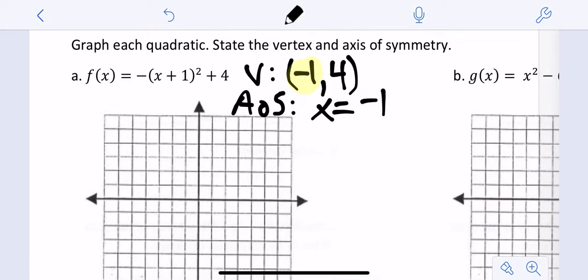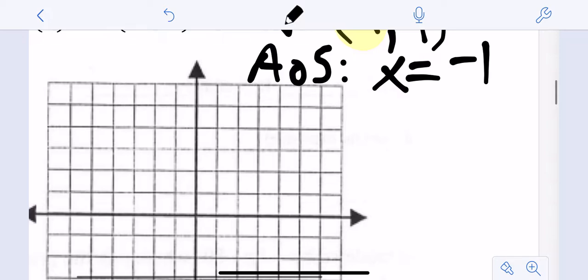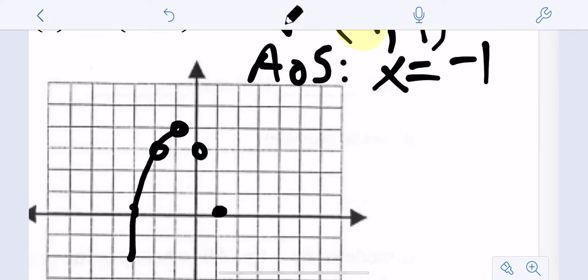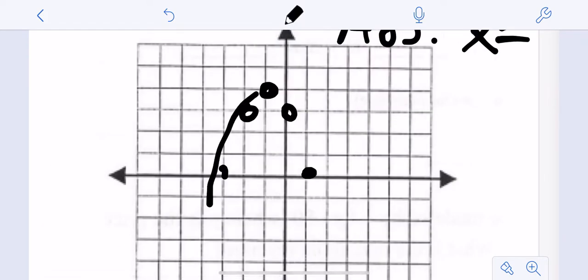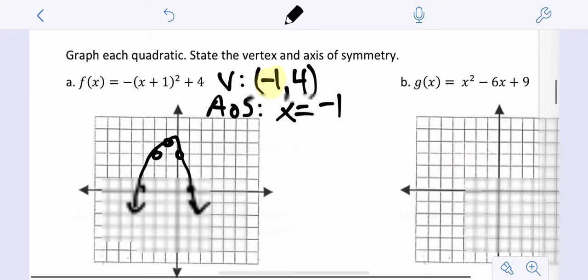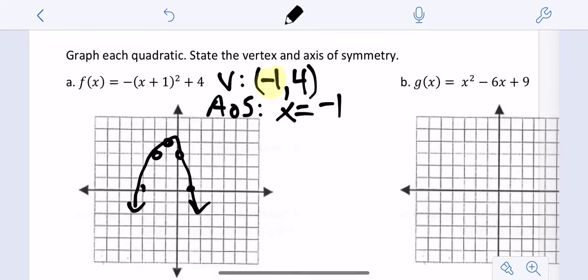So if we actually graph this, you could put it in your calculator, but this would have a vertex at -1, 4, and then these would be your other points. And I can just get those from the table, or I could plug in values. And I'm doing this on my phone, so I'm sorry, it's a little rough. But that's your basic shape. And remember that your axis of symmetry is going to go straight down through your vertex. So that's why it's x equals -1.